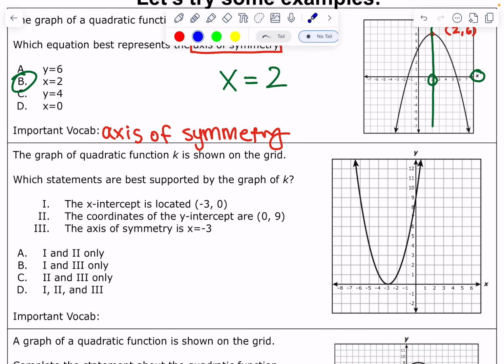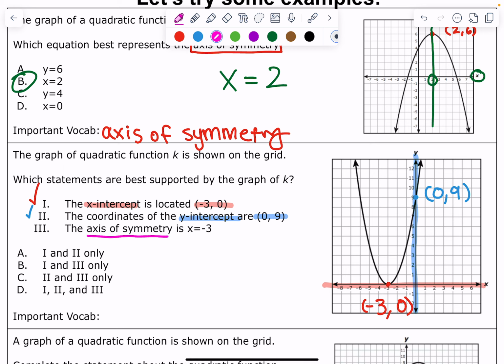For my next question, the graph of a quadratic function k is shown on the grid. Which statements are best supported by the graph of k? So we need to check these. We're going to check 1, 2, and 3, see which one's true. The x-intercept is located at -3, 0. If I check over here, my x-intercept is -3, 0. So 1 is true. Now let's check the second one. The coordinates of the y-intercept are 0, 9. If I look at my y-axis, I touch 9, which would make it 0, 9, which is also true.